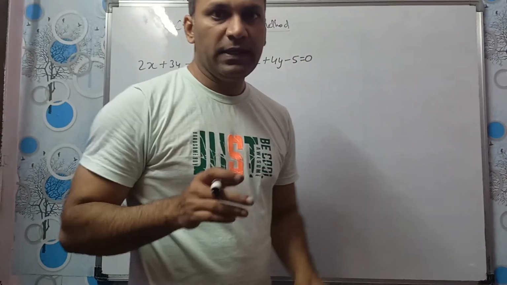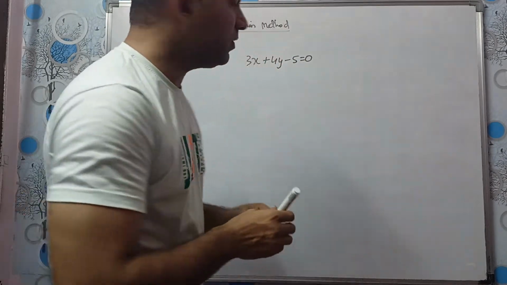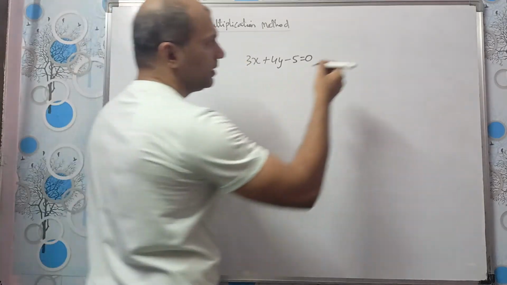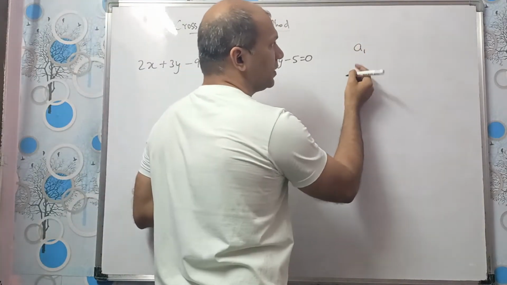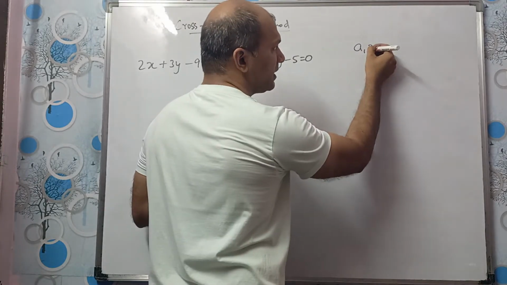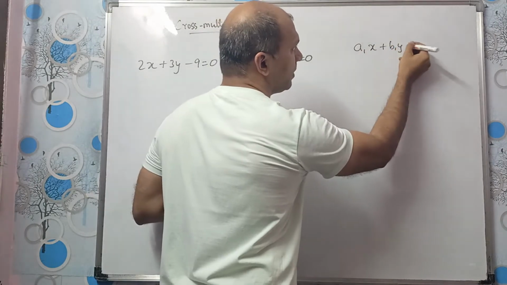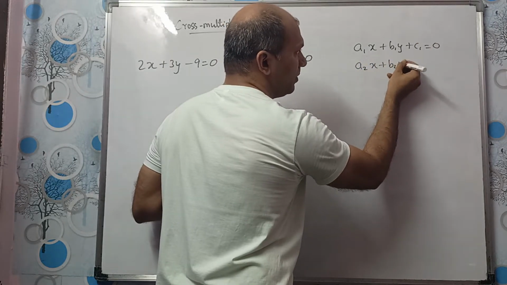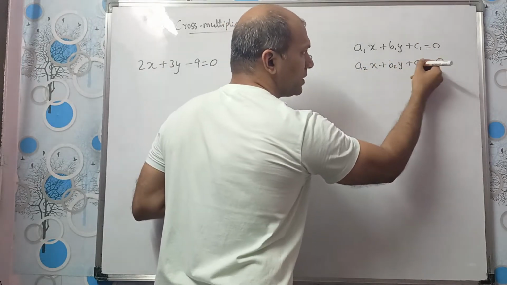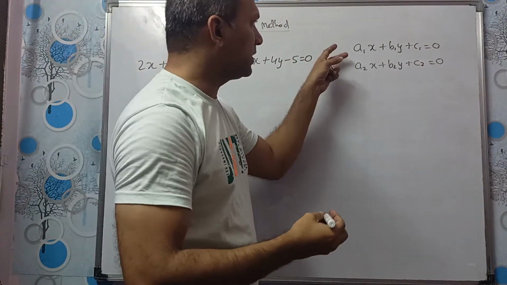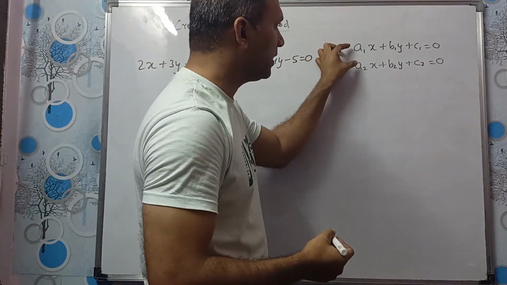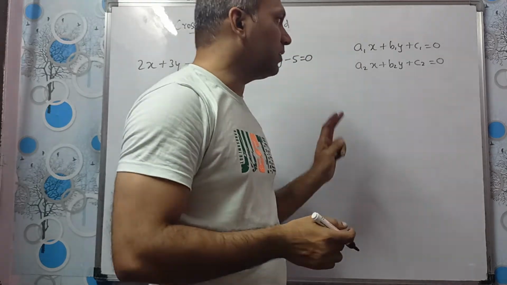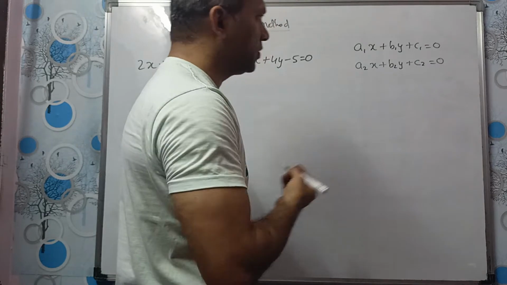Okay. Let us learn cross multiplication method now. Okay. Before directly jumping into this problem, I'll explain to you what is cross multiplication here. Let us generalize this. a1x plus b1y plus c1 is equal to 0. a2x plus b2y plus c2 equal to 0. These two equations are given to us. Let us say these are the two linear equations in two variables given to us. And we should find the values of x and y. Okay. How should we do that? See.